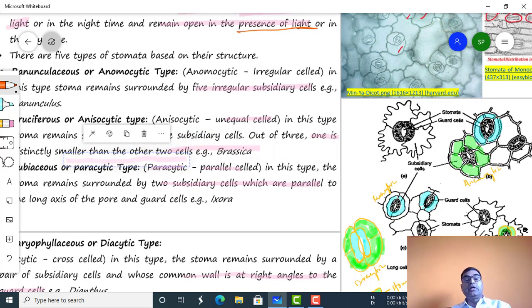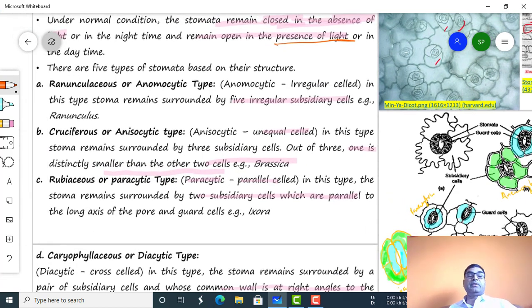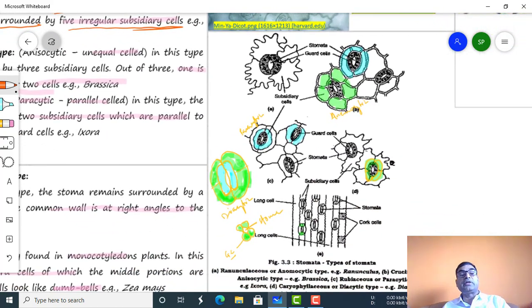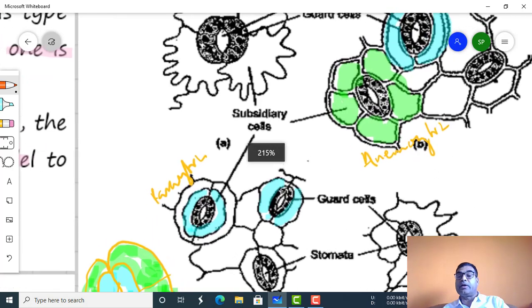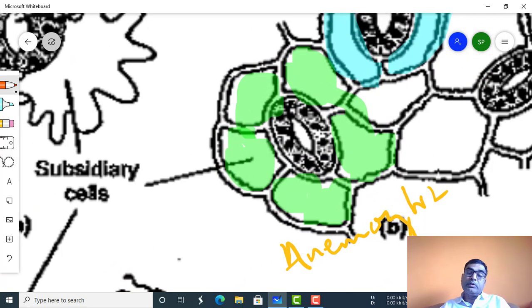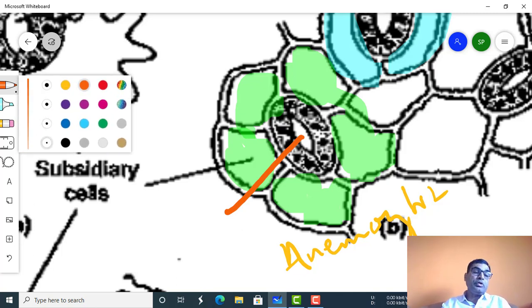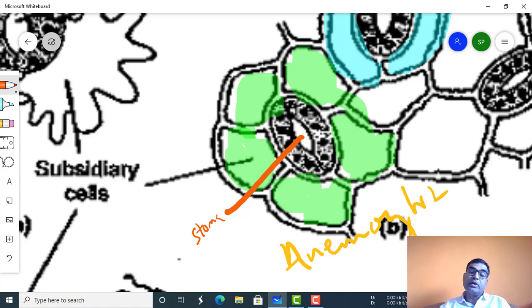Anemocytic or ranunculus, as it is observed in the Ranunculaceae family, therefore it is called the Ranunculaceous type of stomata. Anemocytic means irregular celled. In this type, the stoma remains surrounded by 5 irregular subsidiary cells. Then it is called the anemocytic type of stomata. So if you see, this one is a stoma. These two are the guard cells, and this structure is surrounded by such subsidiary cells or accessory cells.